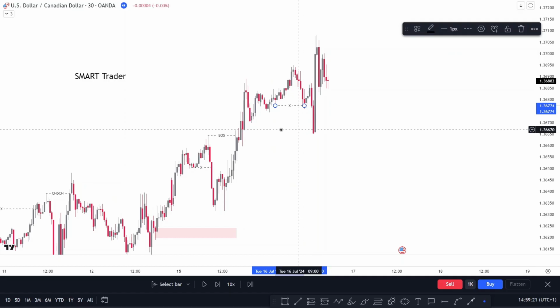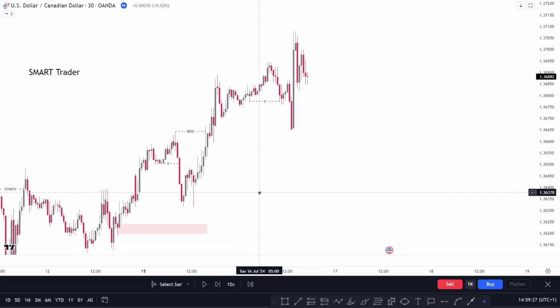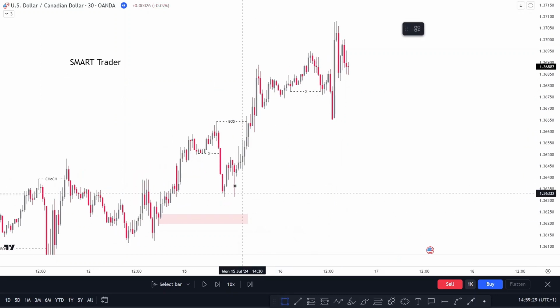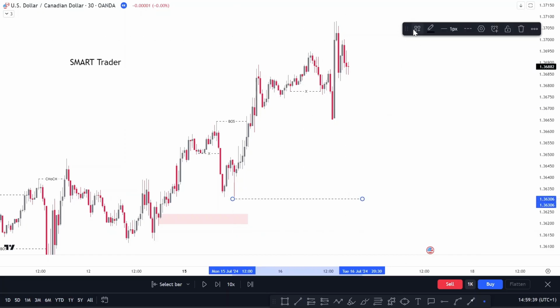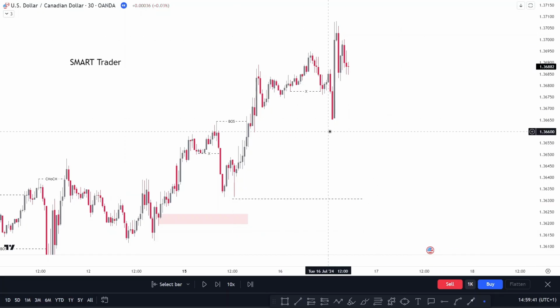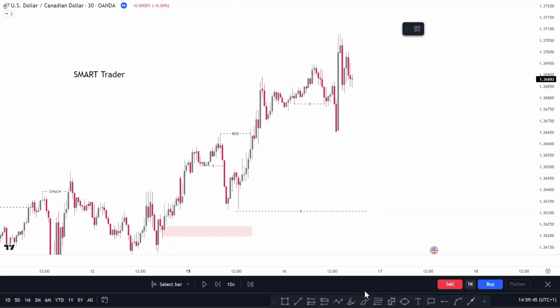on this drop here, because this structure here is already mitigated by this small pullback here. So this one here is not a valid one. So where was our valid order block? Our valid order block was all the way down here. Everything is already mitigated here. So in this case, you have to wait for the market to come down and sweep this structure, this higher low here, and then you can definitely take your trade based on this sweep of liquidity here.